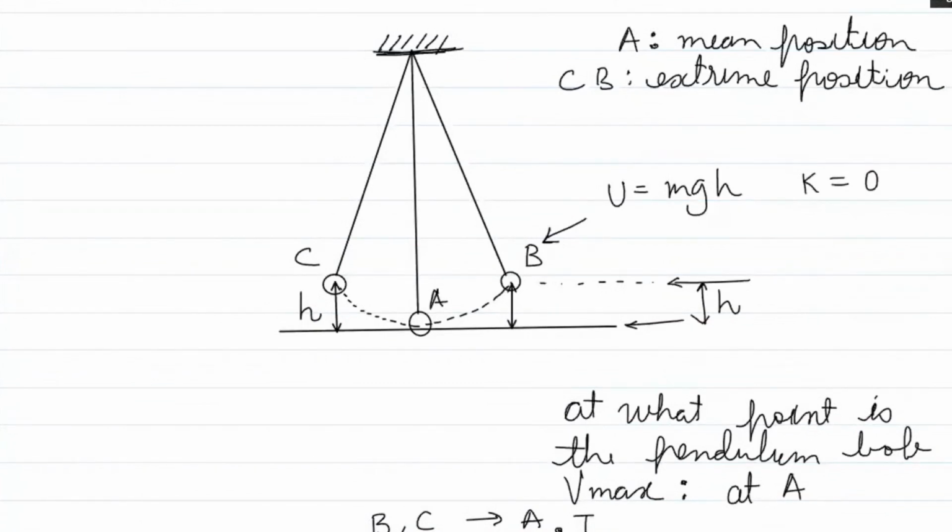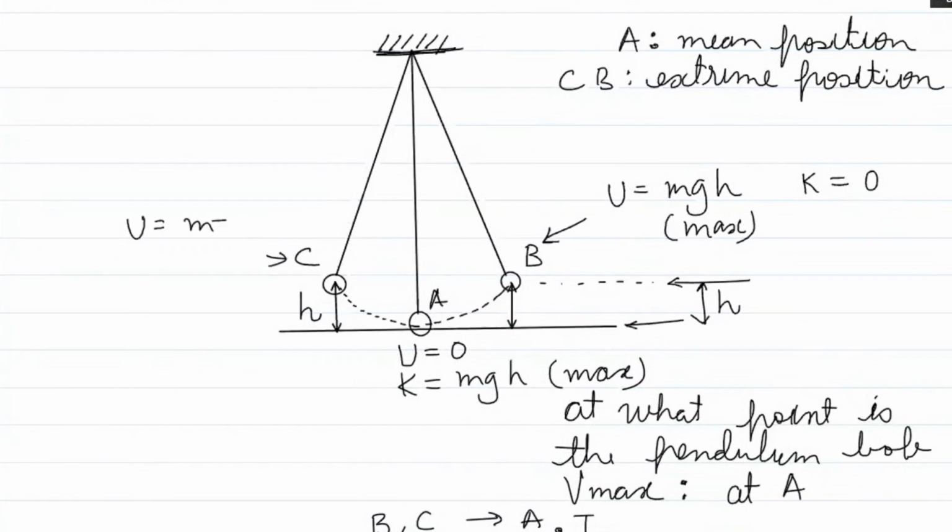Instead of writing mgh, you can write maximum as well. Also, at this particular point A, your potential energy will be zero because the body is at the bottom of the reference line, and at that time your kinetic energy will be maximum, the same as at C. So U is mgh, or it is maximum, and kinetic energy is zero. You shouldn't be writing minimum. It is maximum for this, but it is zero for this, not minimum.